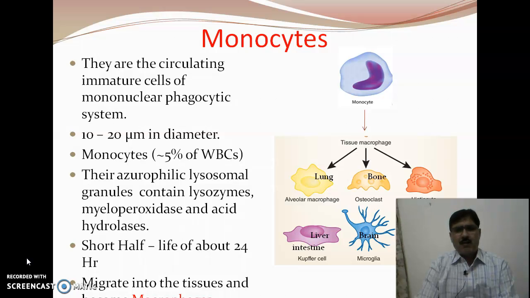Their azurophilic lysosomal granules contain lysozymes, myeloperoxidases, and acid hydrolases. As I have told you earlier, they have a short half-life of about 24 hours only, and these monocytes later on migrate to the tissue and then they metamorphose or become the macrophages, as shown in the slide also, that they migrate to lungs, bones, liver, brain, and so on.